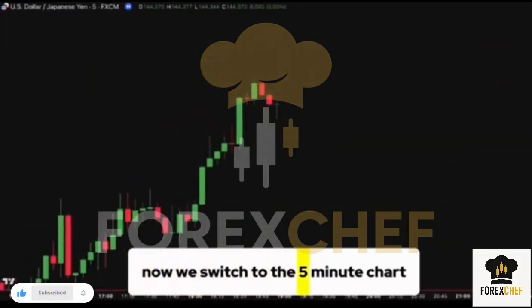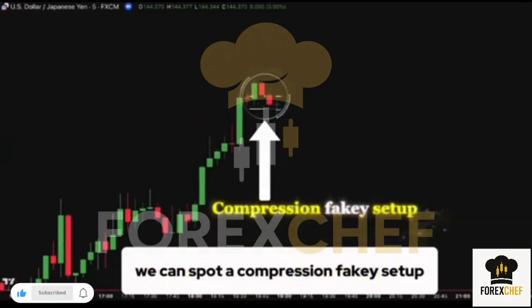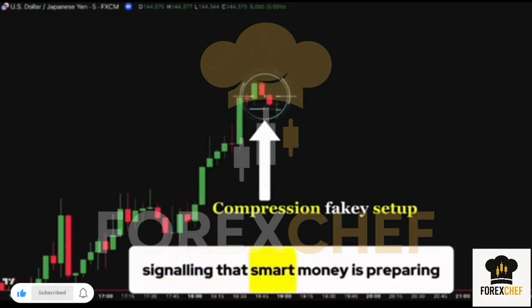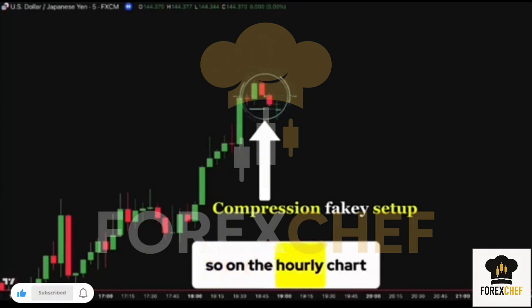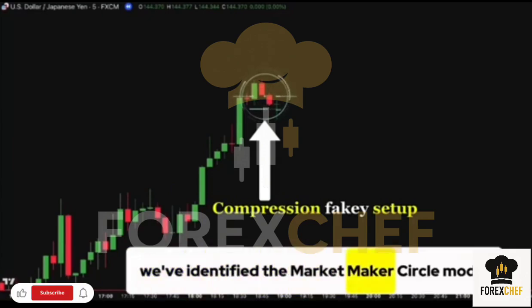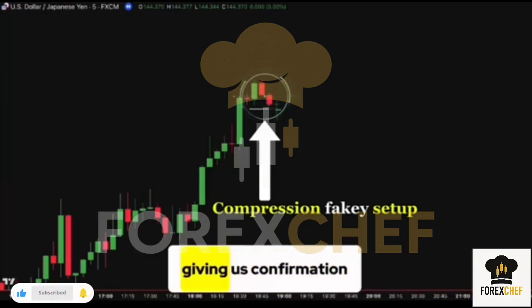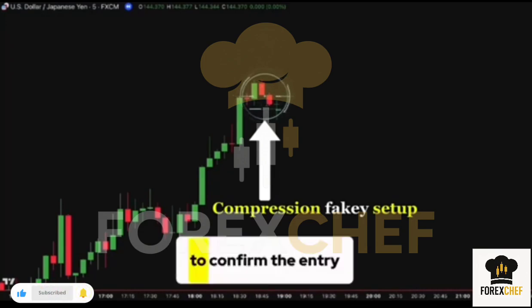Now, we switch to the 5-minute chart. On the 5-minute time frame, we can spot a compression fakie setup. This setup shows a double liquidity sweep, signaling that smart money is preparing for another move up. So on the hourly chart, we've identified the market maker circle model. And on the 5-minute chart, we have the compression fakie setup giving us confirmation. At this point, we wait for a break above the mother bar to confirm the entry.